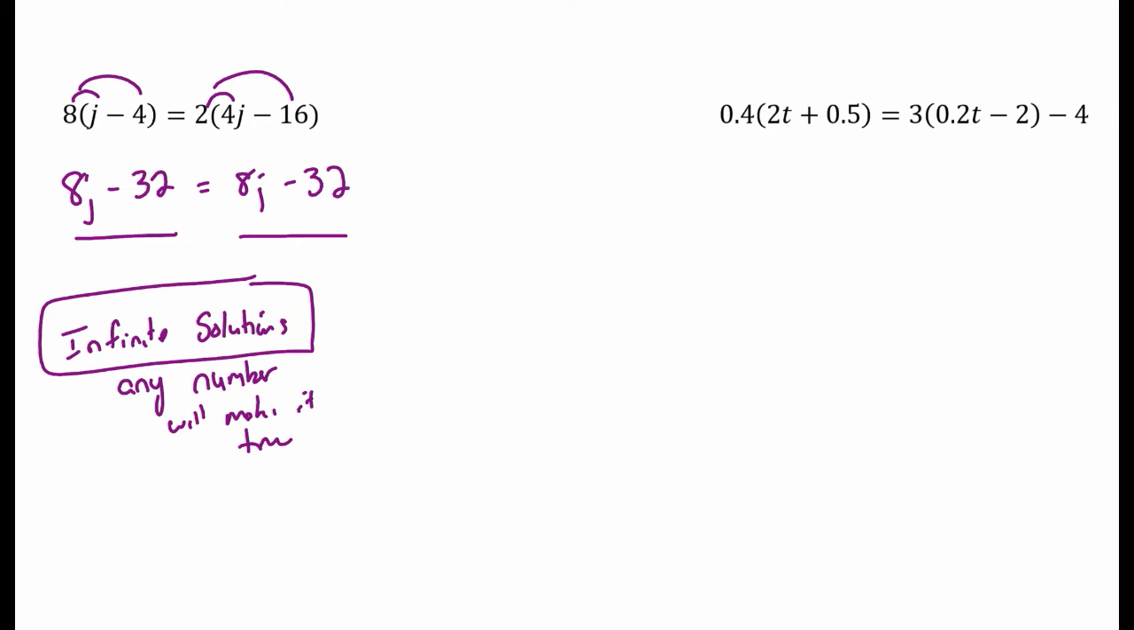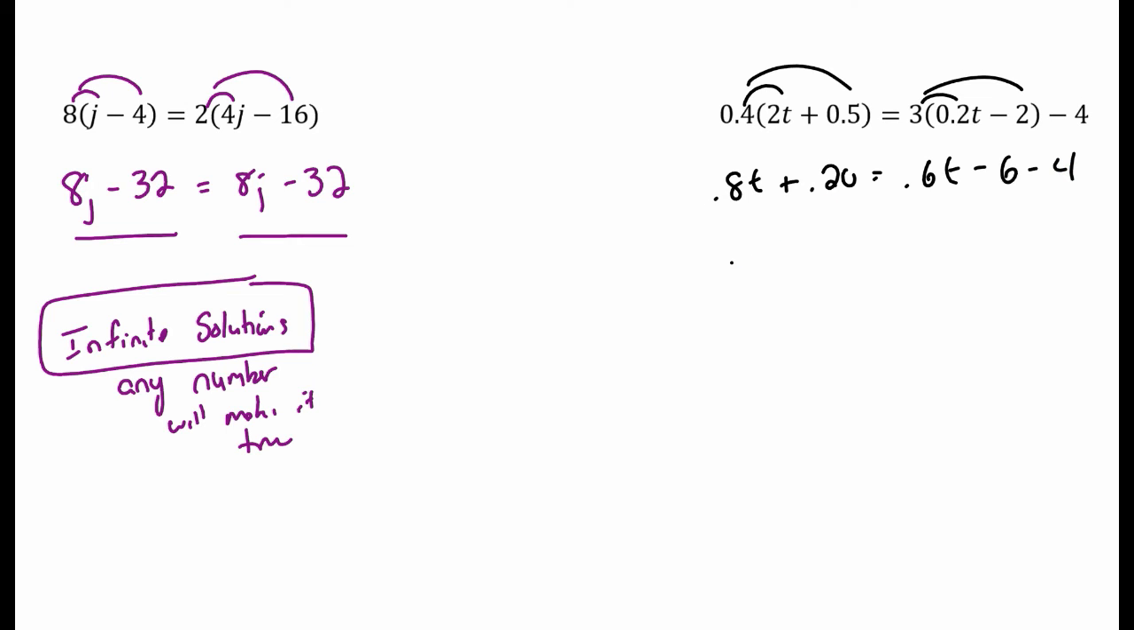Moving on over to this last one here, I see I have t on both sides, so I'm going to start by distributing. Please use a calculator if you're not confident with your decimal skills. Distribute again, 0.6t minus 6 minus 4.